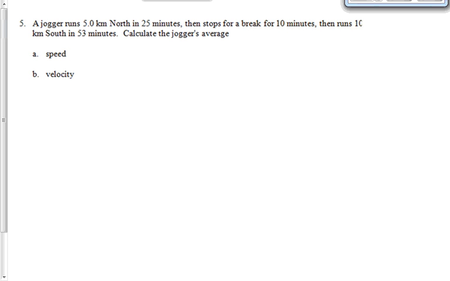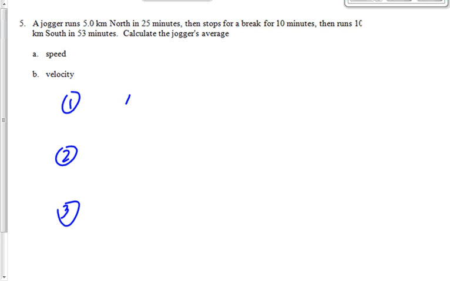We've got 3 things happening here, right? 3 stages, 3 different things. The runner is going 5 kilometers, then the runner stops, then the runner runs 10 kilometers for 53 minutes. Let's break it up into stages: stage 1, stage 2, stage 3.